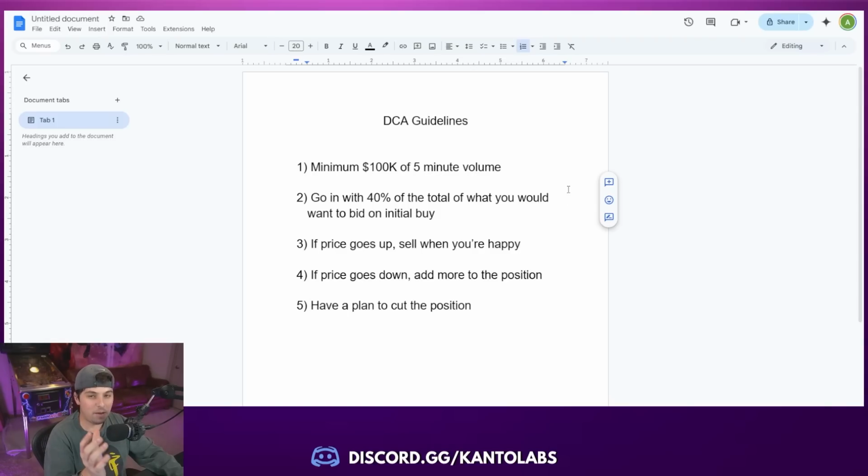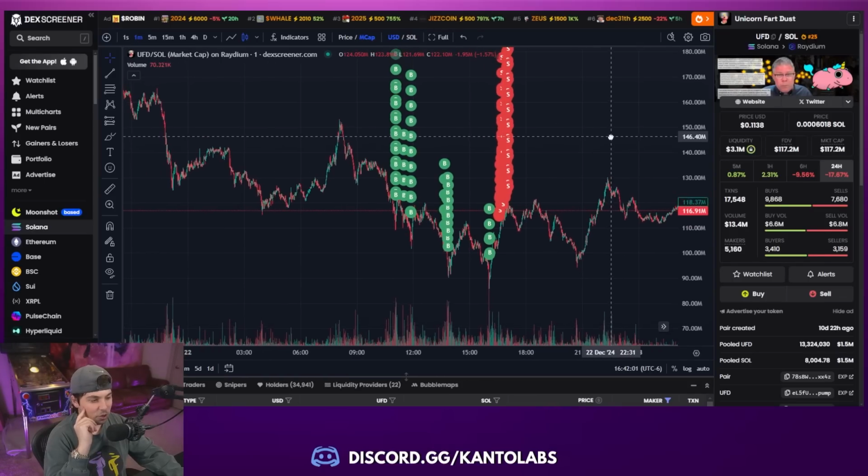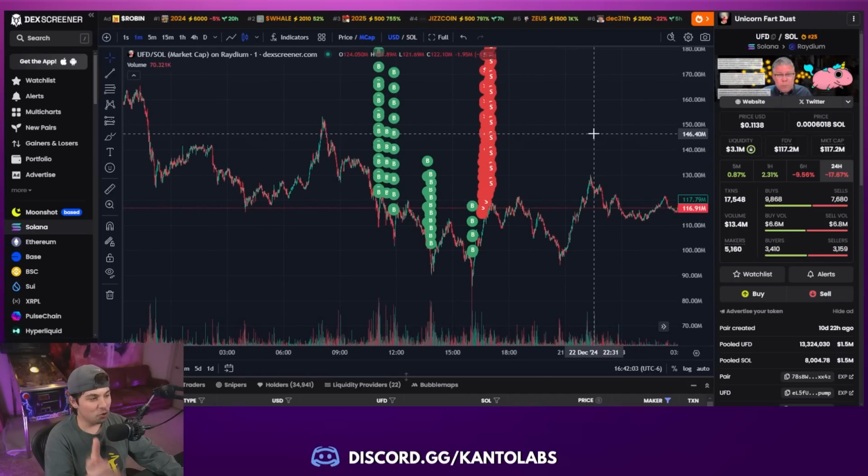And then you also have to have a plan to cut the position if the DCA does not work and if it ends up just continuing to go down. And so what we're going to do is take a look at another situation. This is UFD. So this is Unicorn Fart Dust.